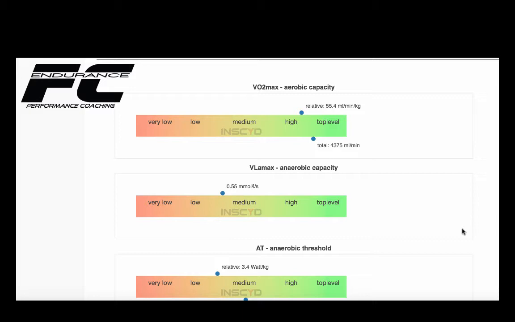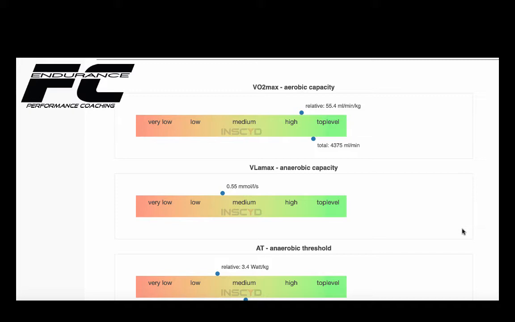Now, if we look at the next one, VLA max, this depends on the type of sport you're involved in, and whether or not we want high or low. So VLA max is a maximum lactate production rate. With every amount of lactate that we produce, the muscle also produces energy. So VLA max is viewed as a maximum glycolytic power. Or if we can simplify that, we'll say anaerobic capacity. And for endurance events like an Ironman or half Ironman, a lower VLA max is desirable.